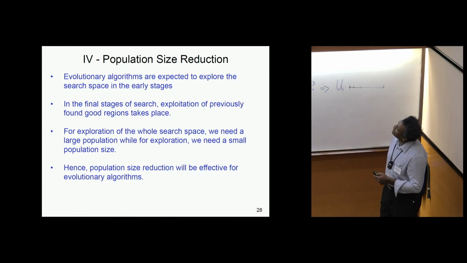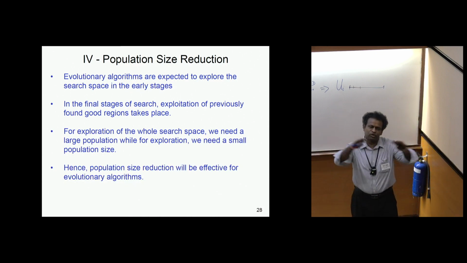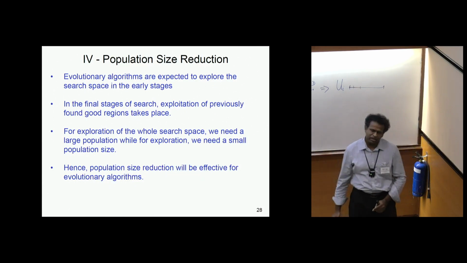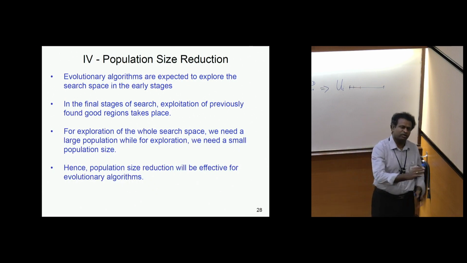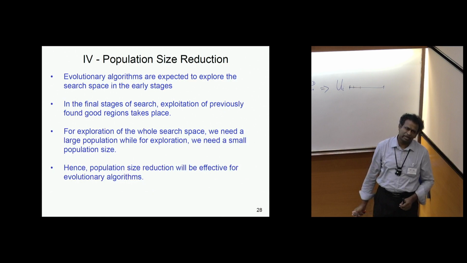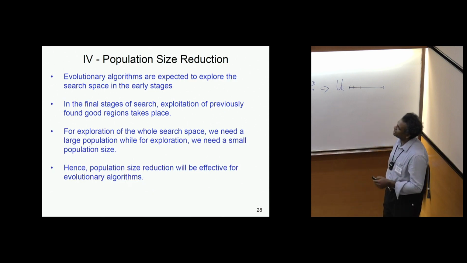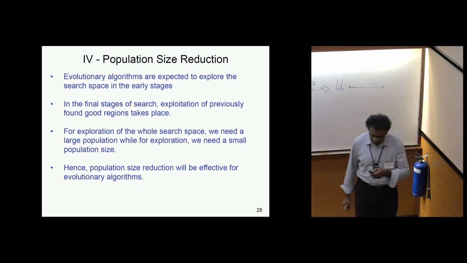In the initial stages, you are going to do exploration. In the early stages, you are going to do exploration over the whole search space. So to do the exploration over the whole search space, you need a bigger population. And as the evolution goes on, you change from exploration to exploitation. To do the exploitation of good regions, you don't need a large population. So you reduce the population size and the performance will become better within the given computational budget.